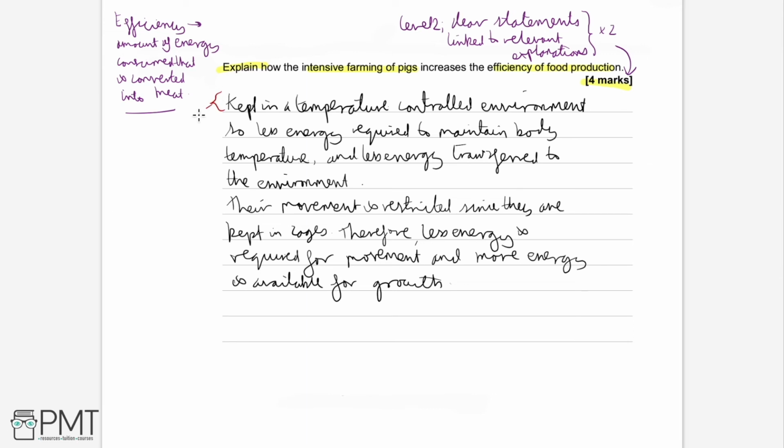Let's look back at our answer. We can see here we have a statement followed by a clear and relevant explanation, and this is repeated in our second point. Although it's level marked, the following red ticks roughly show where the marks will be gained.